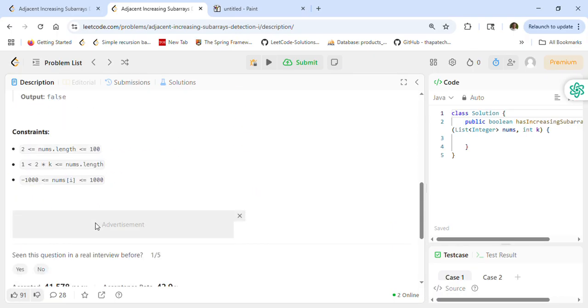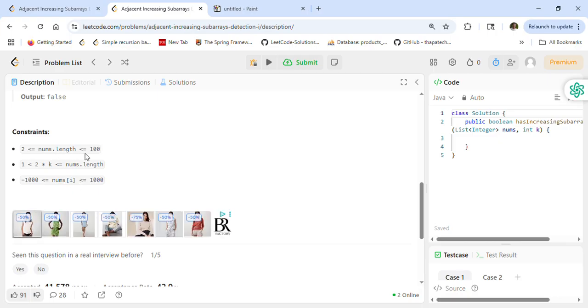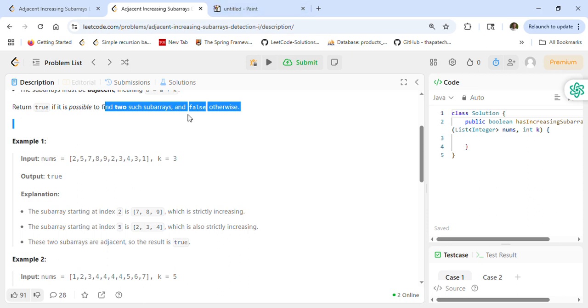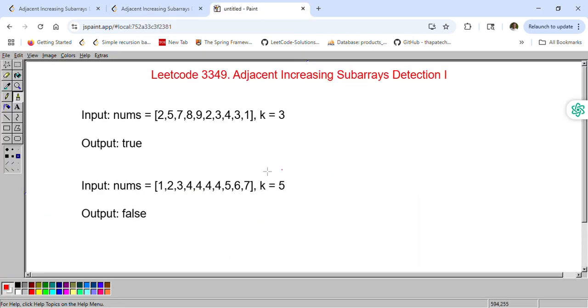So nums.length is between 2 and 100, so a maximum of 100 numbers will be given to us in that list of nums, and 2 times k is less than or equal to nums.length, and numbers will be between minus 1000 and plus 1000. So let's understand this problem better with some examples, then it will be more clear for you.